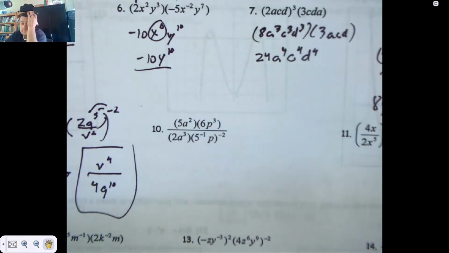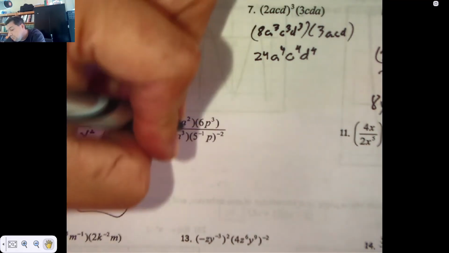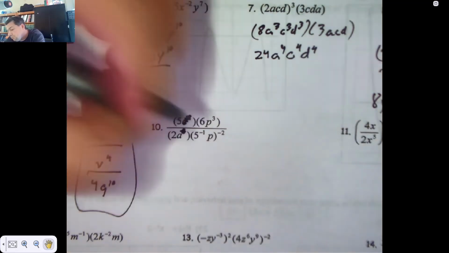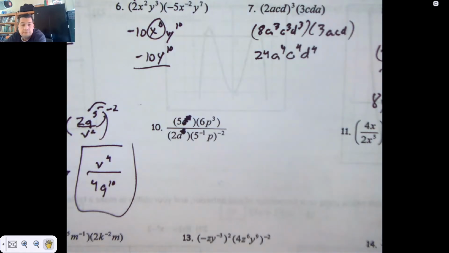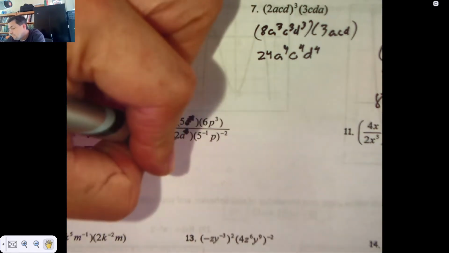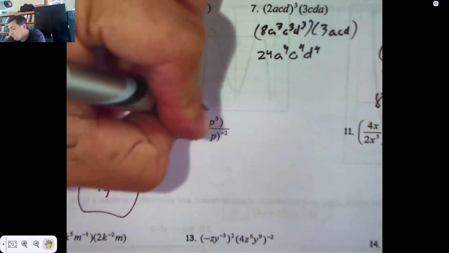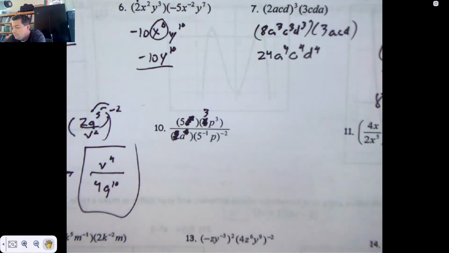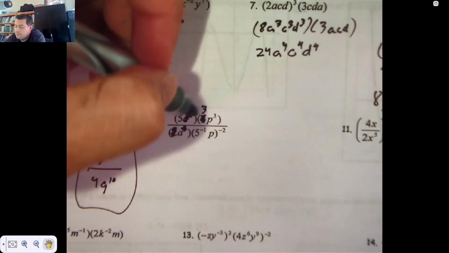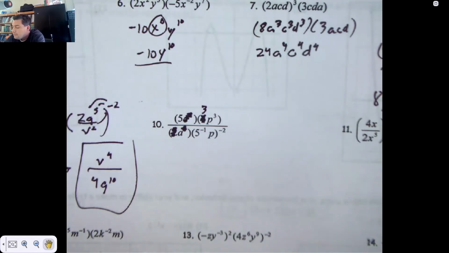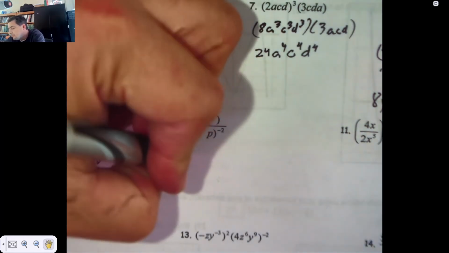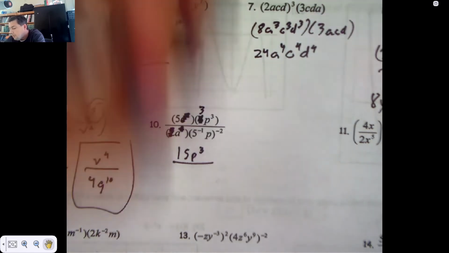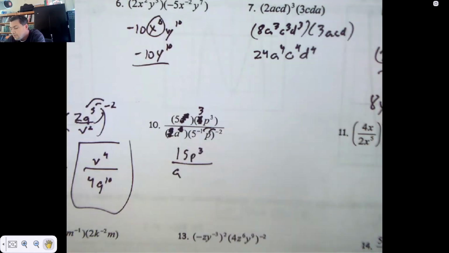Moving on to 10. That seems easy to do. I'm simplifying numbers. That's all I'm doing. And I did that because those had understood exponents of 1. So now the top is 15p cubed. The bottom is a, and if I distribute that exponent, 5 squared p to the negative second.